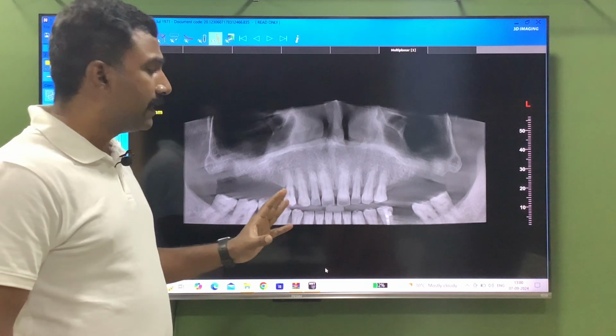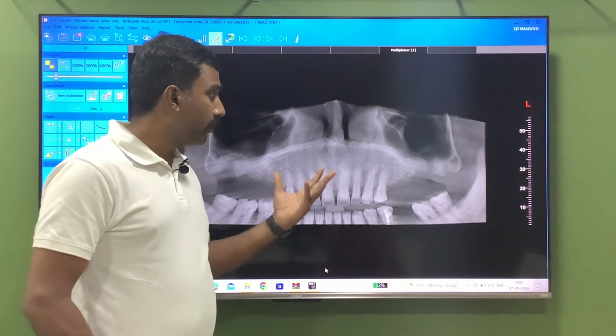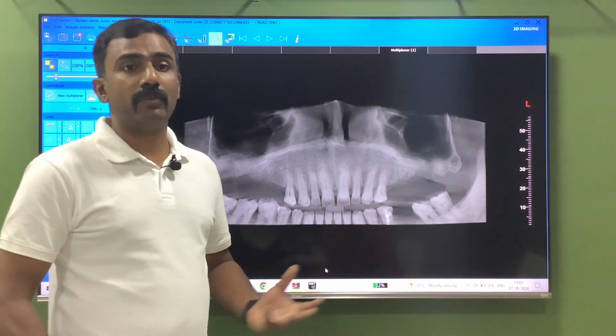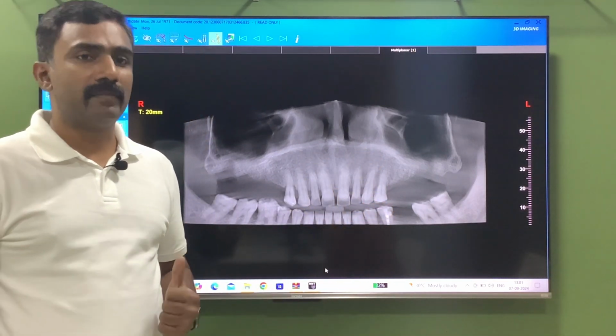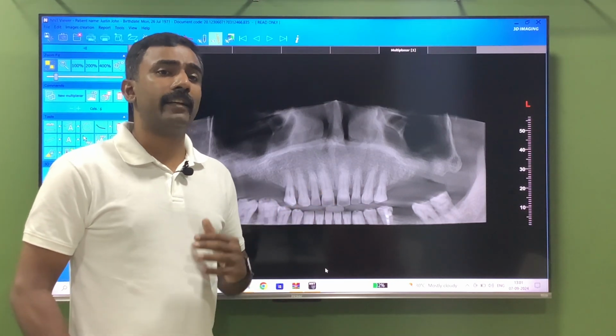So we would just assess the quality and quantity of bone, and we would also assess whether there is enough bone inferior to the maxillary sinus for placement of conventional implants. Let us move on to other slices and assess the bone.